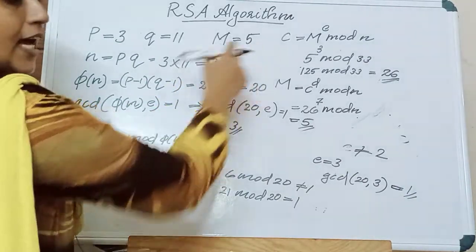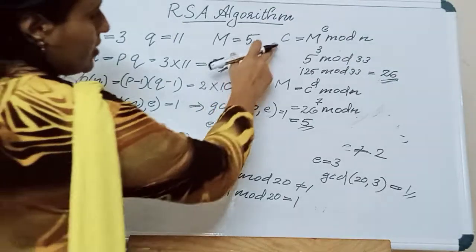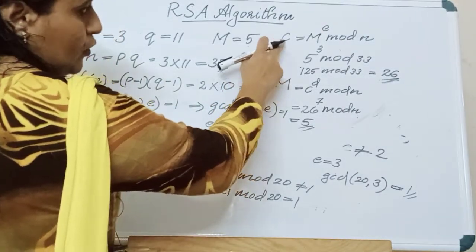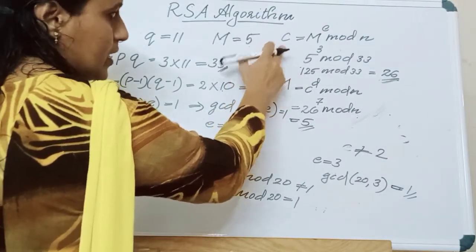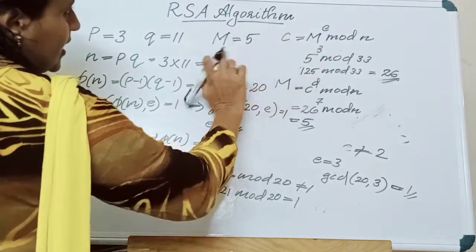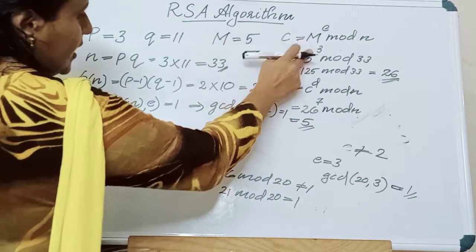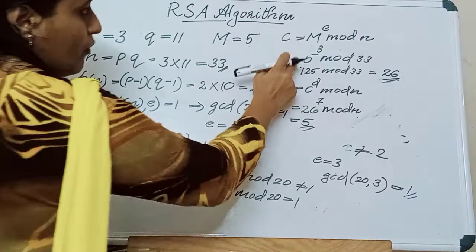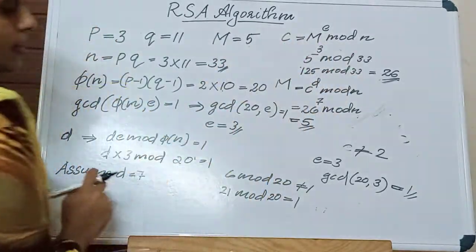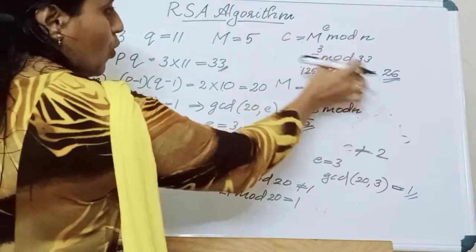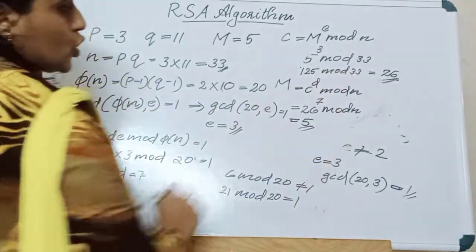Now we can perform encryption and decryption. For performing encryption use this formula c equal to m raised to e mod n. Here m is 5, e is 3. So 5 raised to 3 mod 33. After calculating this mod, we'll get ciphertext 26.